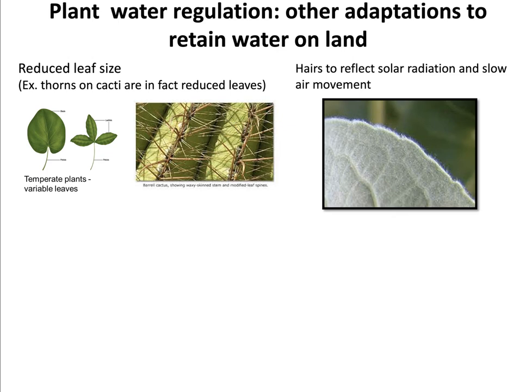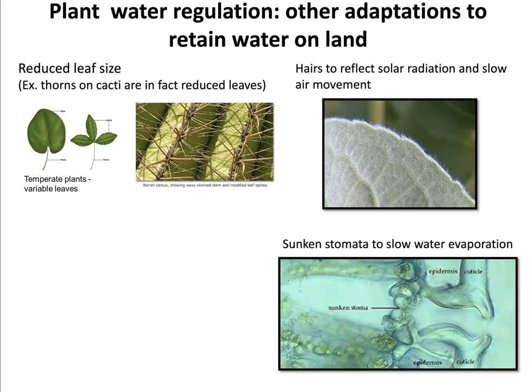Another example are hairs that can reflect solar radiation and slow air movement. So oftentimes in drier habitats, you'll find plants that have lots and lots of fine fuzzy hairs on them. And essentially what those hairs do is reduce water loss from evaporation by, once again, reflecting solar radiation, so basically reducing the amount of sunlight that gets on them, and also slowing air movement so the water doesn't dry up by getting blown off. Another adaptation are something that we call sunken stomata.